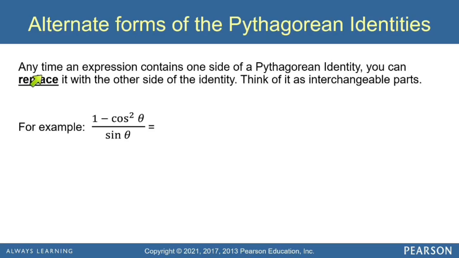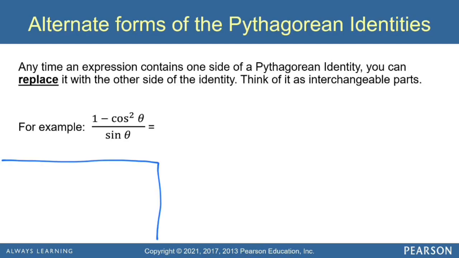So here's the deal. Anytime an expression contains one side of a Pythagorean identity, you can replace that expression with the other side of the identity. It's like having interchangeable parts. So let's look at this example together. Here we have 1 minus cosine squared theta all over sine of theta.